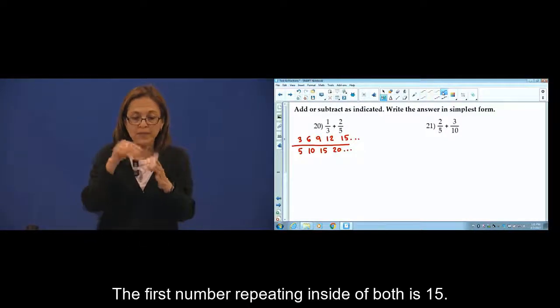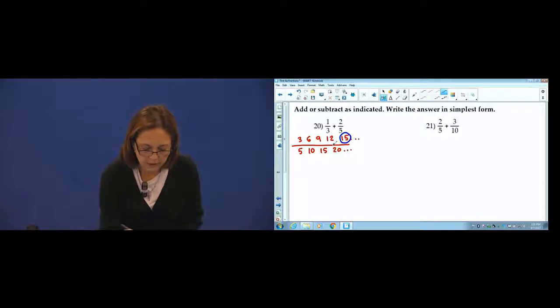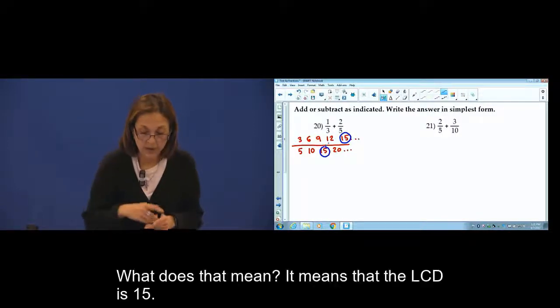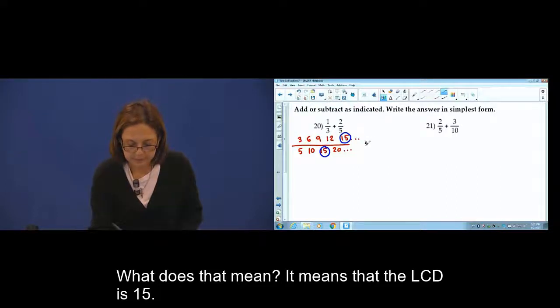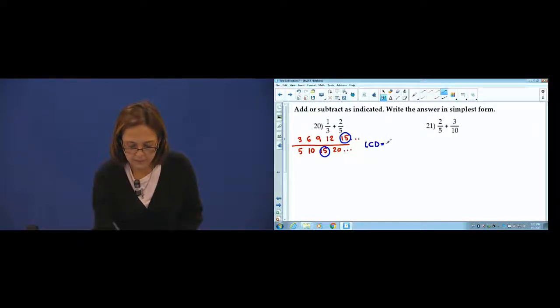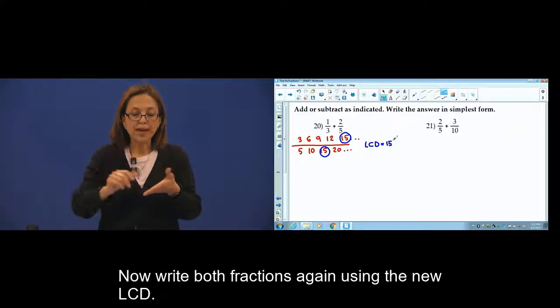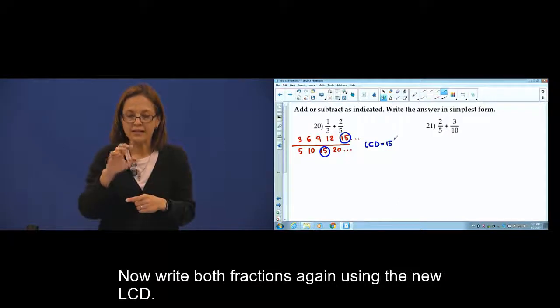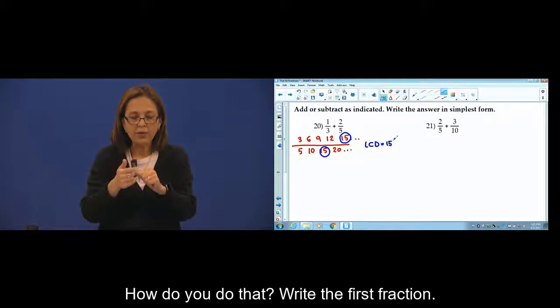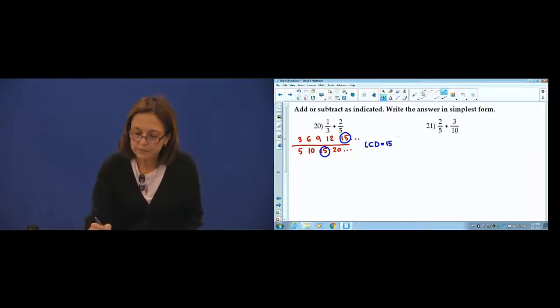The first number that repeats in both is 15, which means that the least common denominator is 15. Now rewrite both fractions with the new LCD. We'll write the original fractions first.